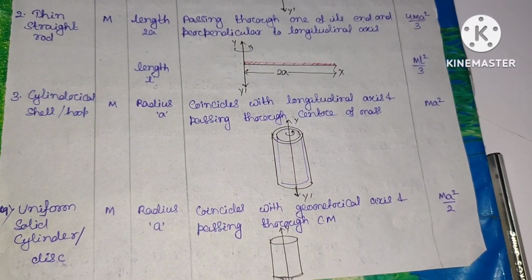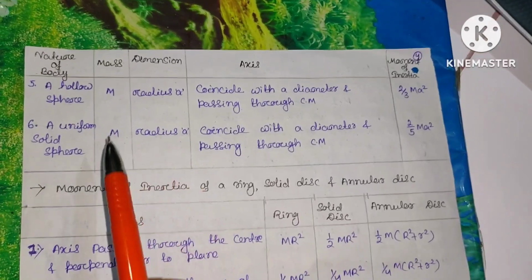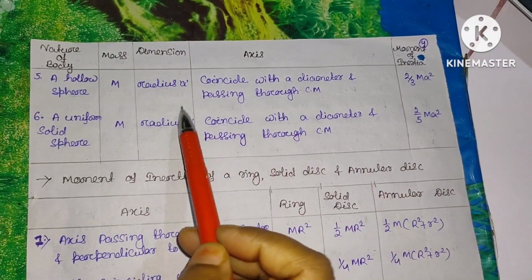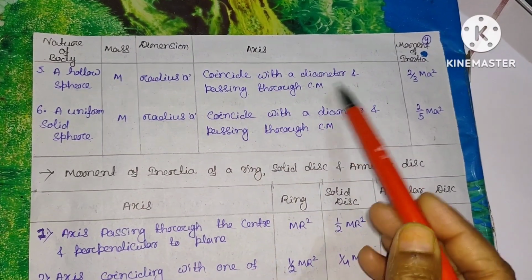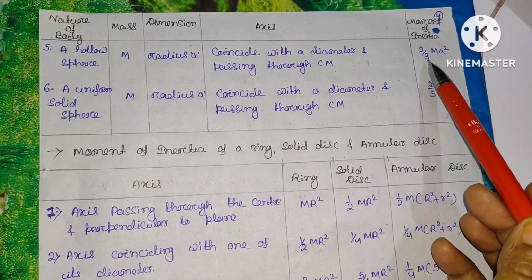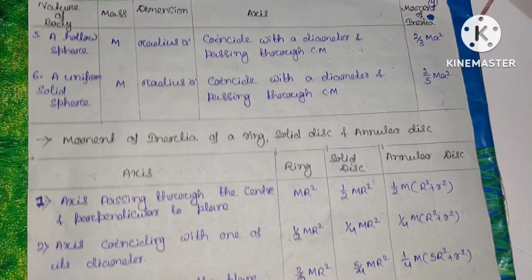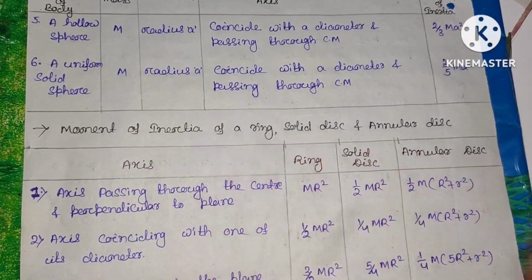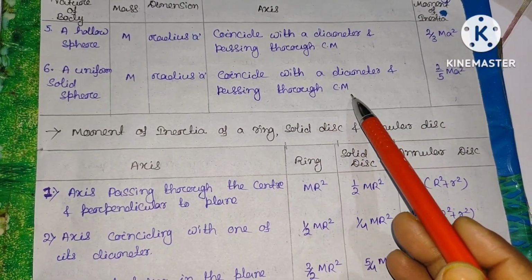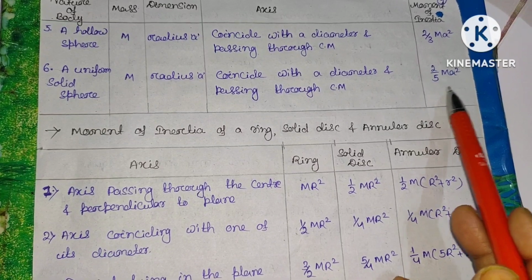For a solid cylinder or the disc, it is ma square by 2, and for the cylindrical shell it is ma square. Okay. So if it is a hollow sphere of mass m and radius a, and the axis coincides with a diameter and passes through the center of mass, the moment of inertia is 2/3 ma square. And for a uniform solid sphere of mass m and radius a, with the axis coinciding with a diameter and passing through the center of mass, the moment of inertia is 2/5 of ma square.